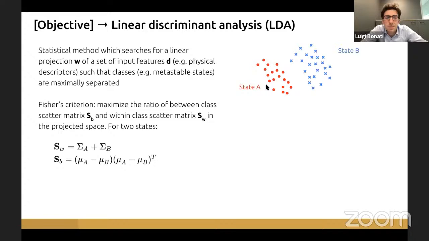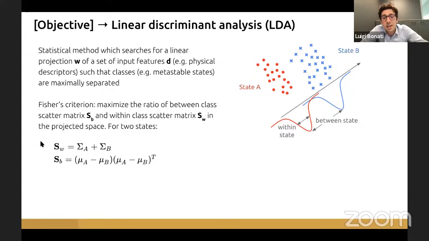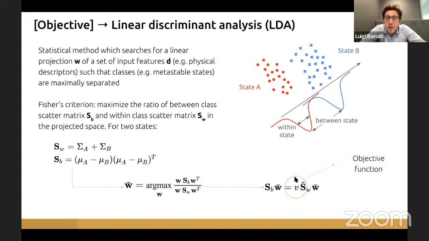How can we find this? Well, we can maximize the ratio of two quantities, which are the so-called within-class scatter matrix and the between-class scatter matrix. These are just related to the covariance and the mean values of the samples in each class. And we want to maximize the ratio of the between-state variance with respect to the within-state one. How do we do this in practice? This amounts to solving for the projection that maximizes this ratio, and this leads to solving a generalized eigenvalue problem, where the eigenvalue measures exactly the degree of separation of the states. So this can be our objective function, because the greater the eigenvalue, which amounts to this ratio, the more separated the states will be.